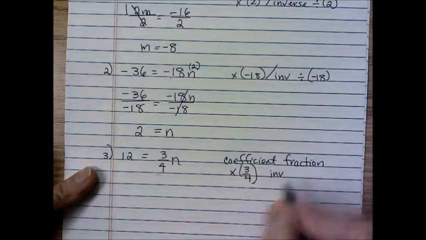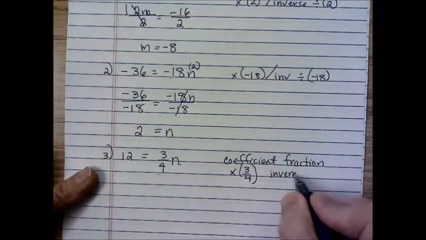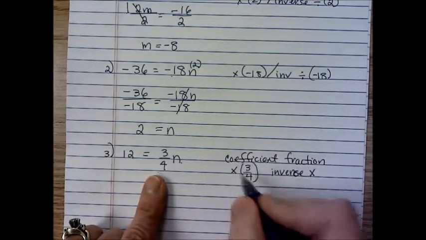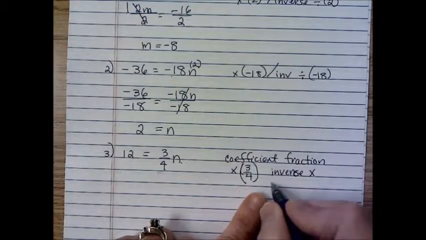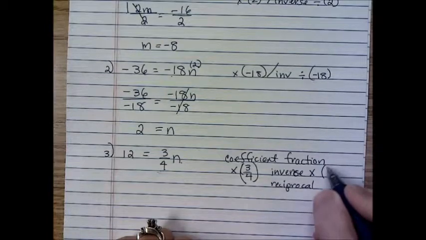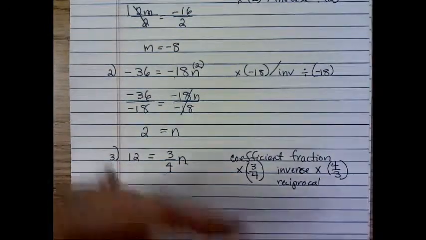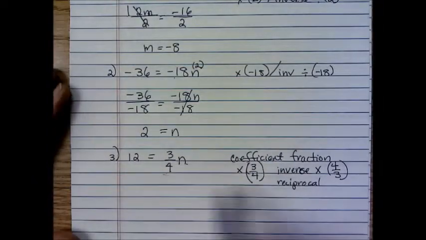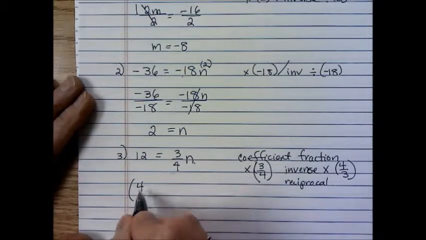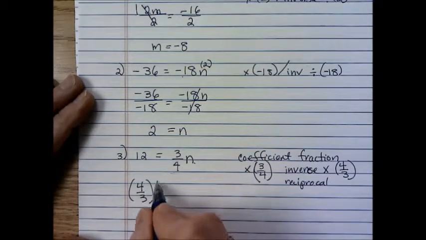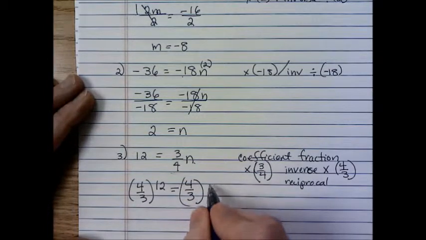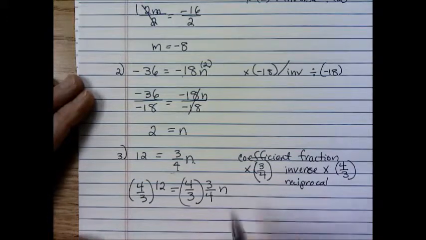Now the inverse, when we have a fraction, we're still going to use multiplication, but we're going to use the multiplicative inverse, or what we call the reciprocal of this fraction, which would be 4/3. We're just flipping our numerator and our denominator. So now we're going to multiply both sides of the equation by 4/3. So I have 4/3 times 12 and 4/3 times 3/4 n.